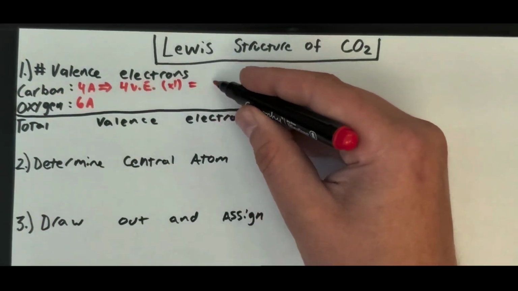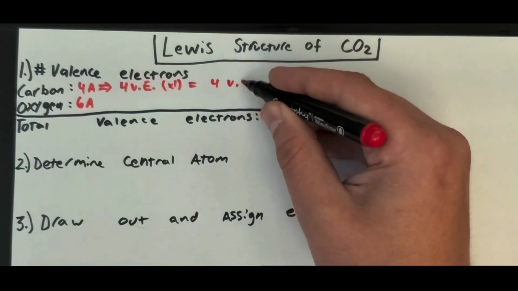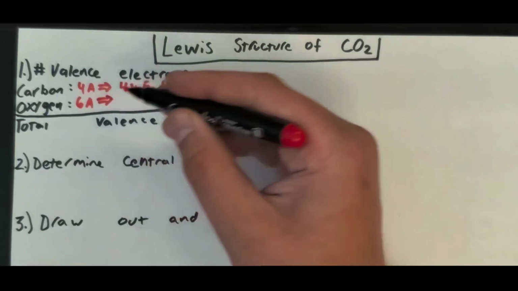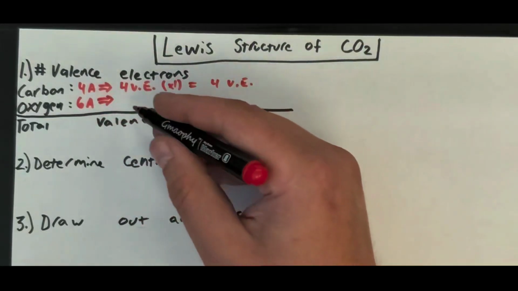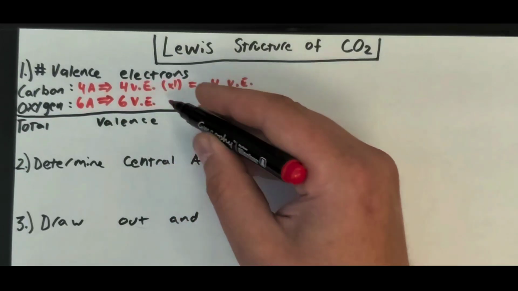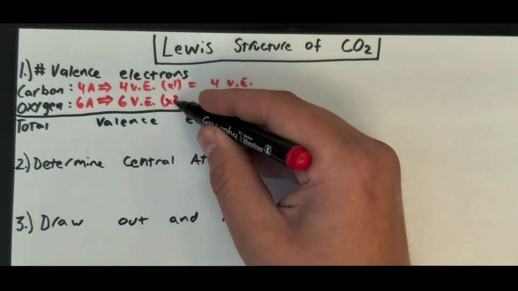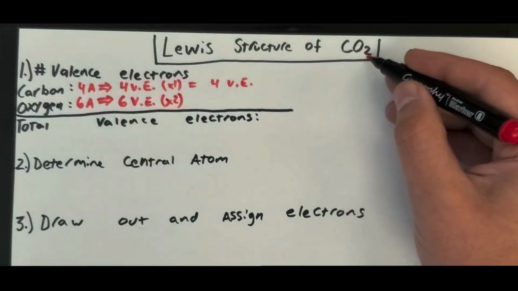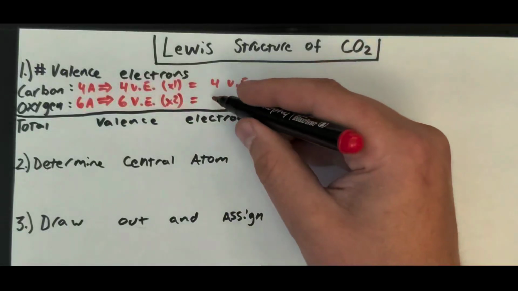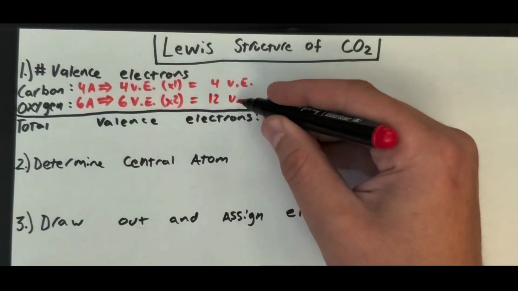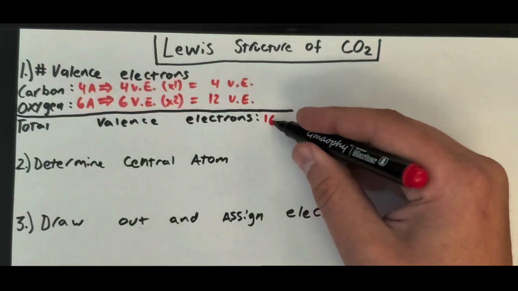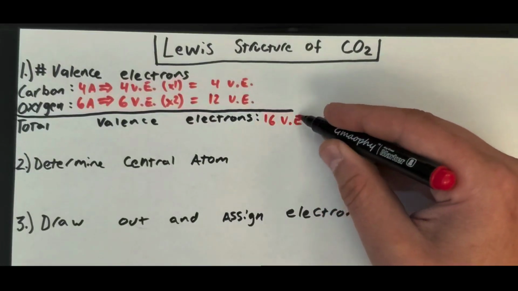And it will bring a total of 4 valence electrons. Oxygen, being group 6A, implies that it's going to bring 6 valence electrons. There's 2 of them in our chemical equation. And so it'll bring a total of 12 valence electrons from the oxygens for a total of 16 valence electrons.